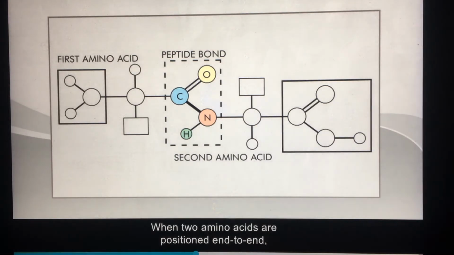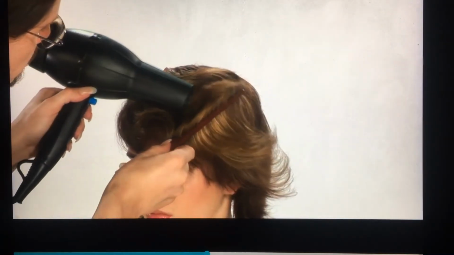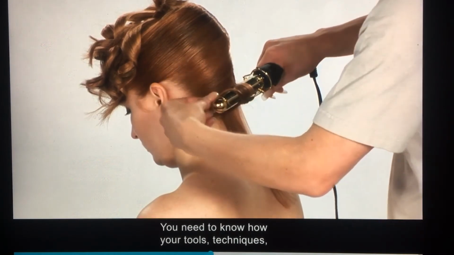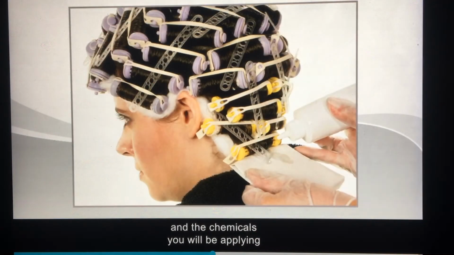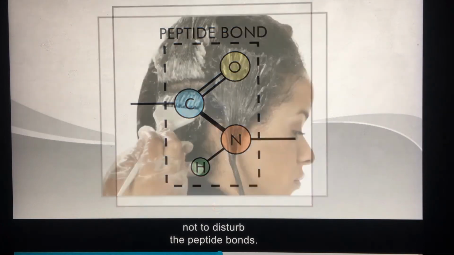When 2 amino acids are positioned end to end, the acid end of one amino attaches to the amino end of another. The bond created is called the peptide bond or end bond. As a stylist, you will be altering these links. You need to know how your tools, techniques, and the chemicals you will be applying will affect your client's hair. It's important for you as a stylist not to disturb the peptide bonds.